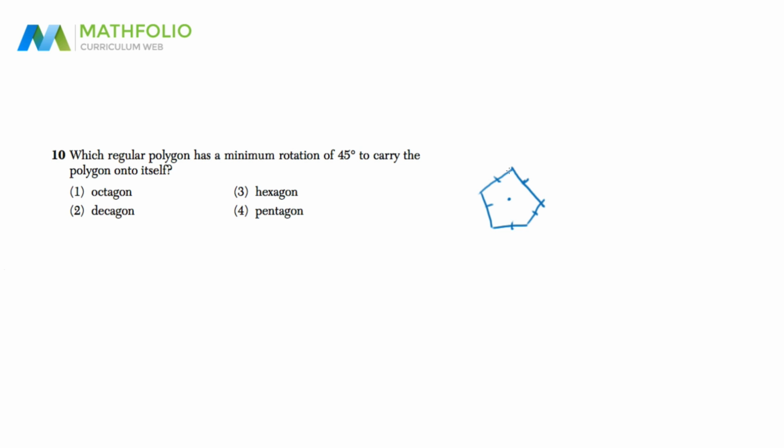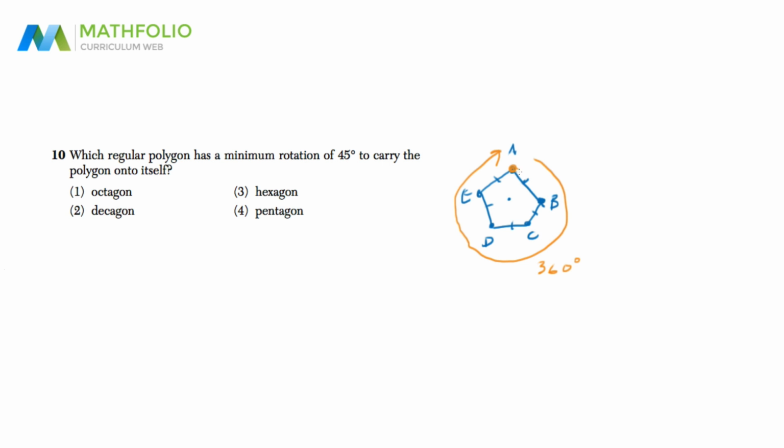Now, if we turn this, let's just label these vertices. It might help us. A, B, C, D, E. Okay, so if we rotate this 360 degrees, it means that A would end up back on top of A. So this would be a 360 degree turn.